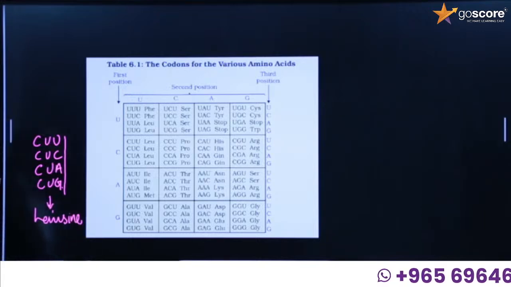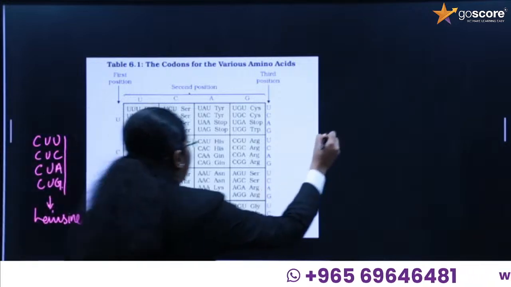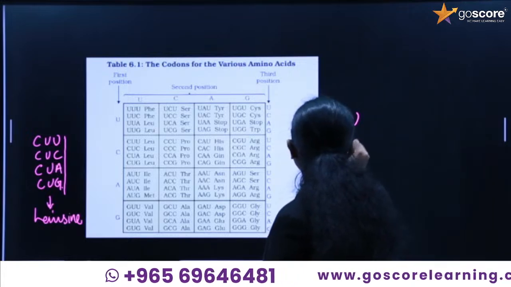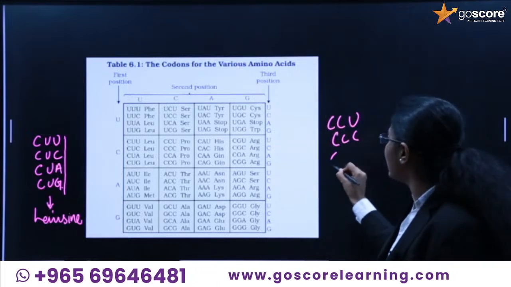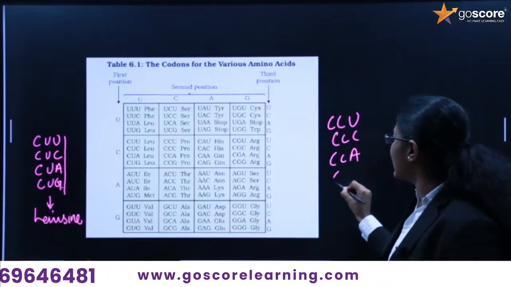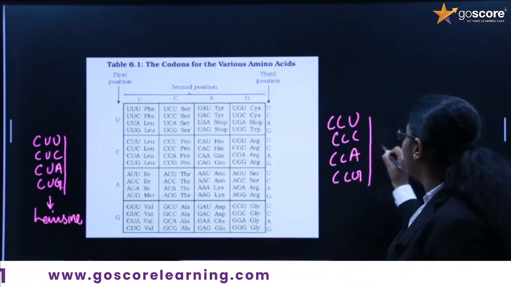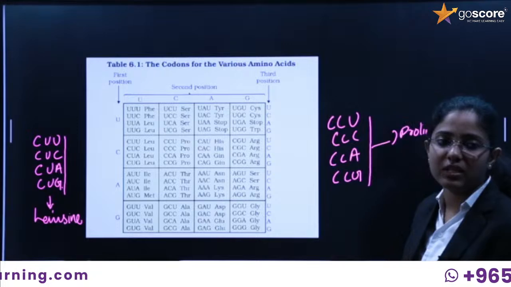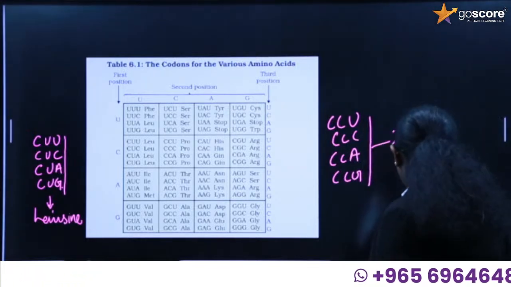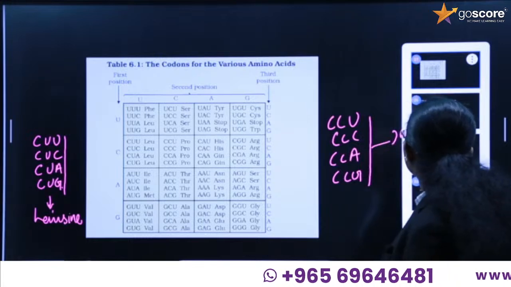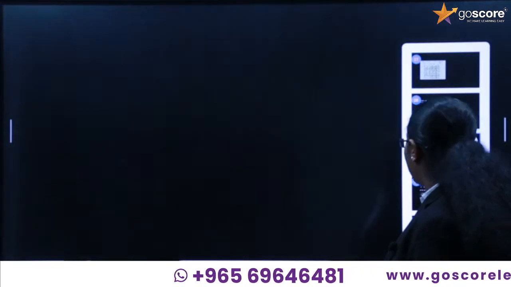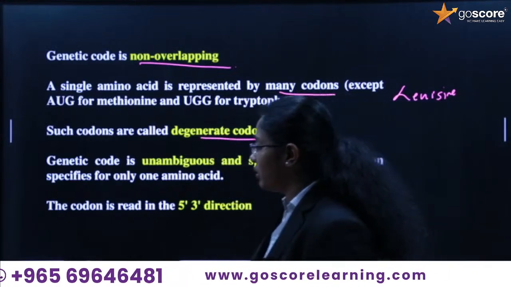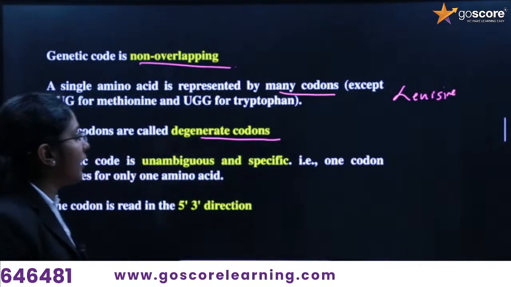Then if you are considering proline, CCU is coding for proline, CCC is coding for proline, CCA is coding for proline, CCG is coding for proline. All of these are coding for proline. So that means different codons are present, and different codons are coding for one particular amino acid. Such codons are called degenerate codons.